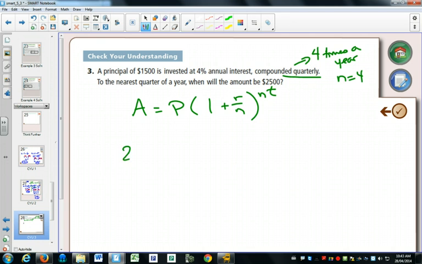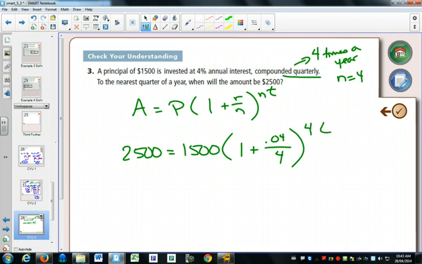So we want to know the amount is $2,500. The principal is $1,500. The rate is 4%, and you change that to a decimal, 0.04. It's quarterly, so we divide by 4. And what we want to solve for is t.